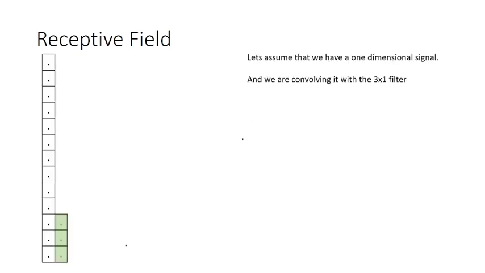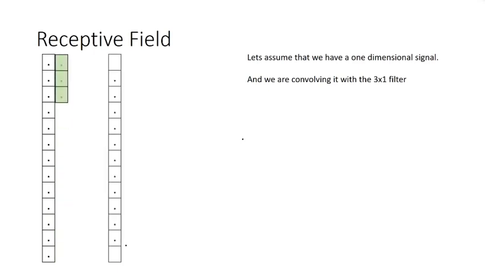So think about an input signal, a one-dimensional signal, and we have a filter which is 3 cross 1. We are convolving them together, and the output is again a signal. You can see that the output has a much smaller size than the input because we are not doing any padding. Actually, we cannot just say much less; we can compute the decrease in size.